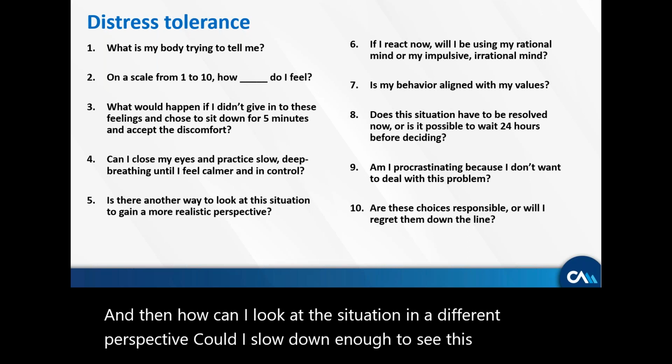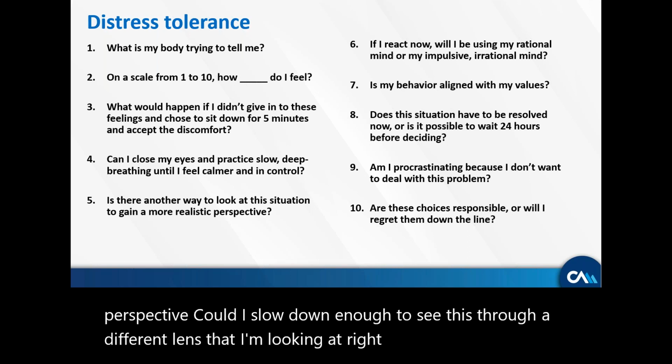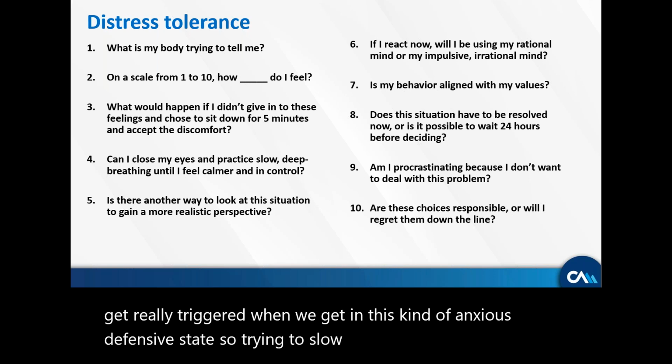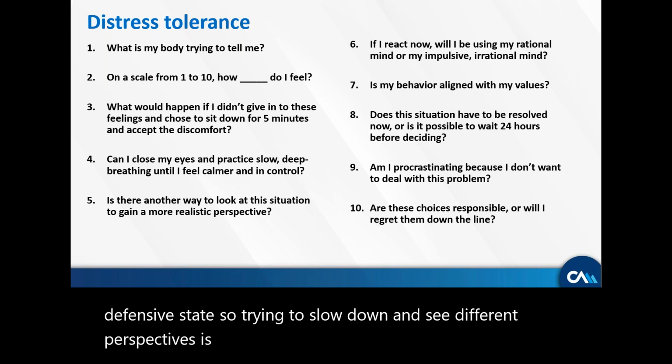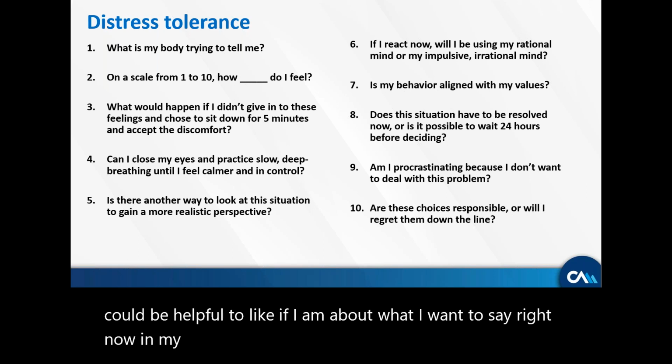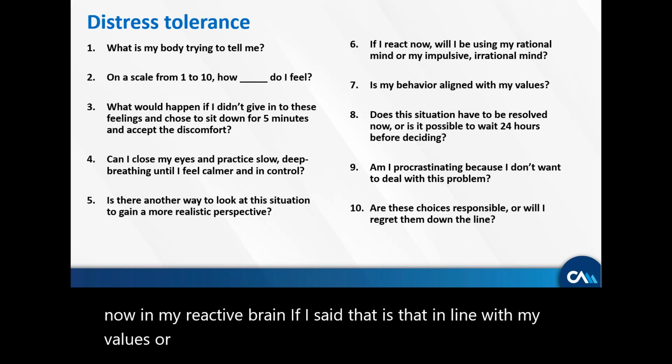Could I slow down enough to see this through a different lens than the one I'm looking through right now? Because when we get really triggered, we get in this anxious, defensive state. So trying to slow down and see different perspectives is really powerful. And then I think this number 7 can be helpful too. If I act on what I want to say right now in my reactive brain, if I said that, is that in line with my values or not?